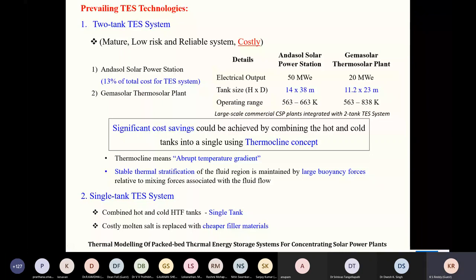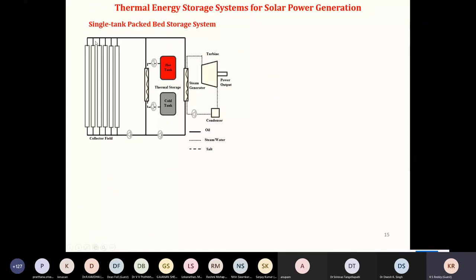So therefore, it's a better option. Now, for example, if you look at it schematically, there are 2 tanks. During daytime, the heat is stored in the hot tank. During night time, the stored hot fluid will go back to the cold storage. So in the process, the cycle is operated.